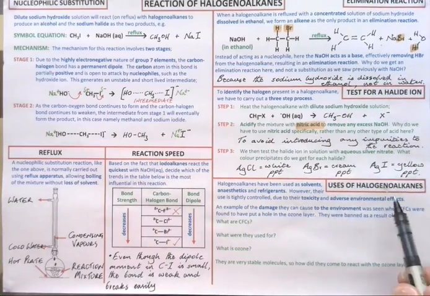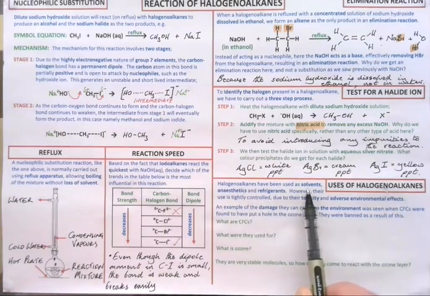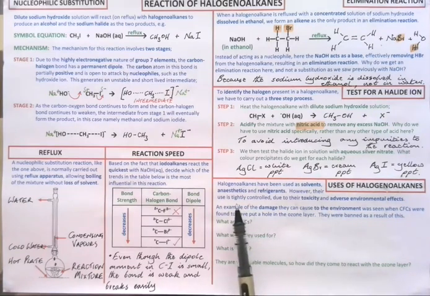Now then, finally, uses of halogenoalkanes. Now, lots of uses for these. Can be used as solvents, anesthetics, refrigerants. However, they're not the nicest of molecules, and their use is tightly controlled. That's because they are toxic and they're not very good for the environment. Now, in particular, they're not very good for the ozone layer.